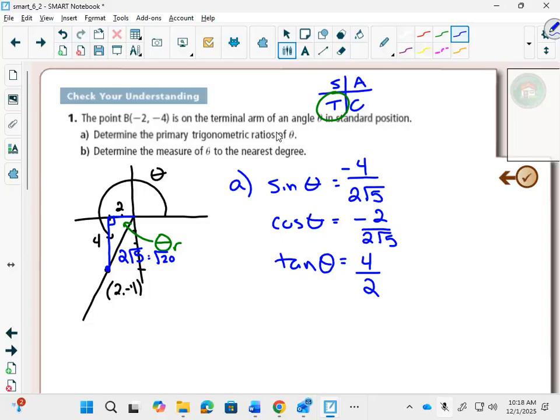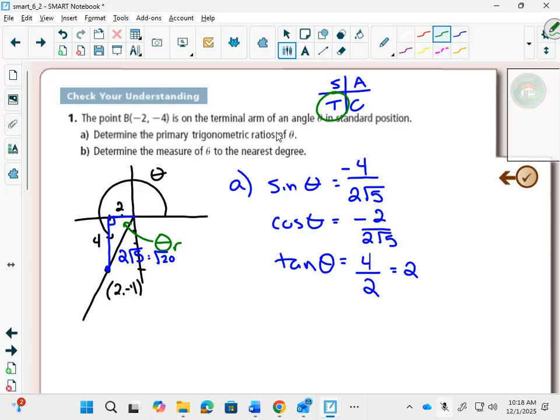What's the problem with my answers, though? They're not simplified. Which one would you like to do first? Sine, cos, or tan? Cos. Oh, I thought you picked tan. Tan's the easiest one to simplify, right? It's like, woohoo! I did that one. Can someone else do the rest? Right? That's the strategy. You do the one, pick someone else to do the rest.